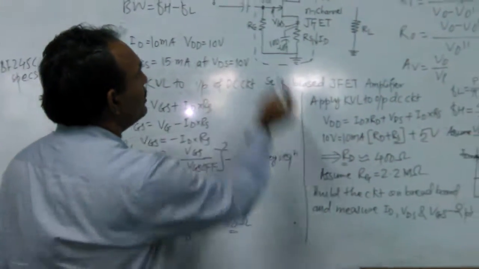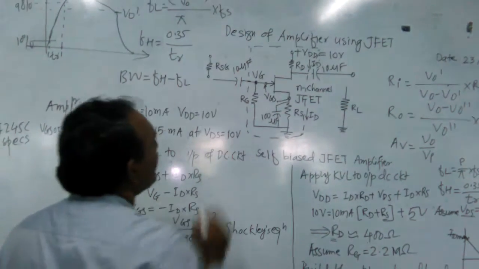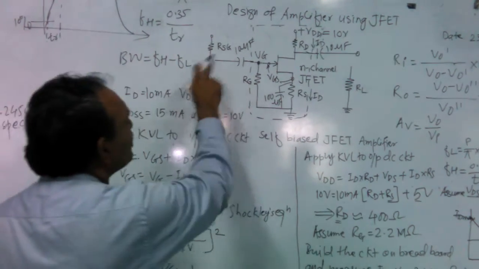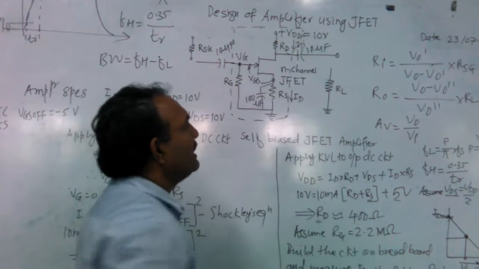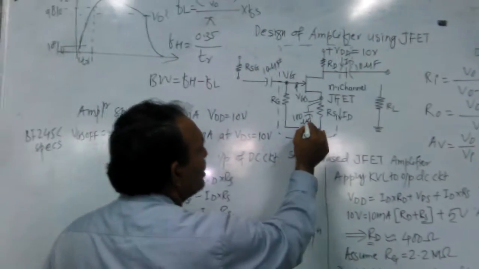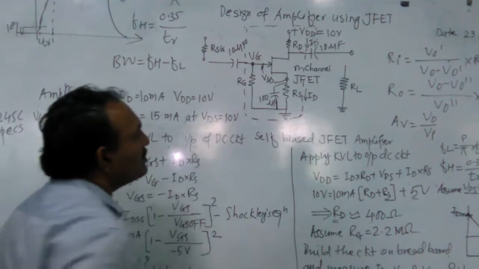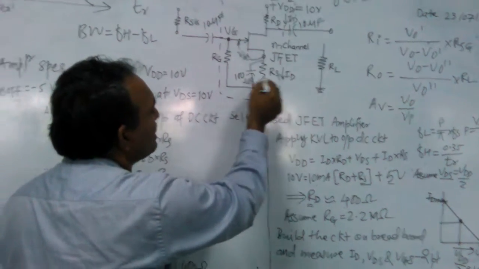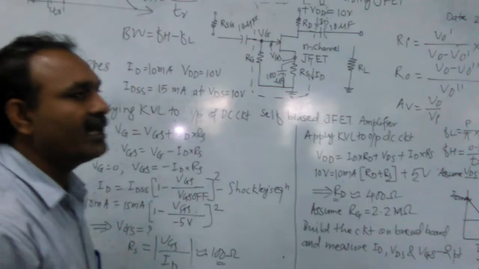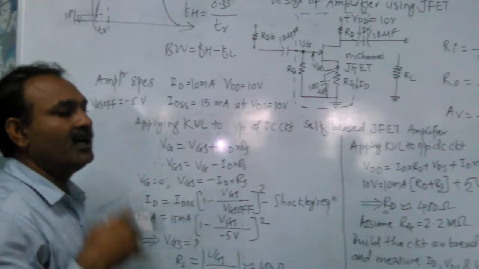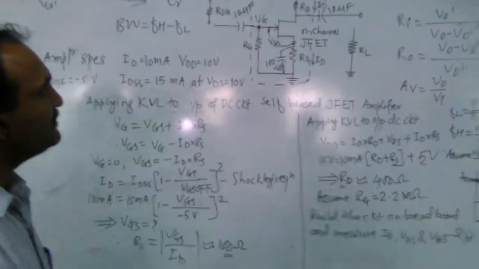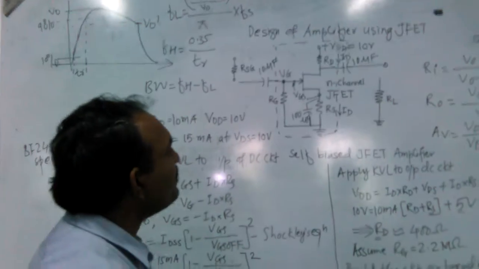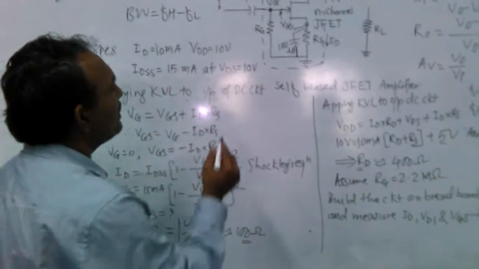Thereafter, you have to connect the 10 microfarad capacitors to the input side and output side, so that the input can be coupled and the output can be taken. Similarly, you can provide a bypass capacitor across this RS, so that the amplifier will provide a higher amount of gain.